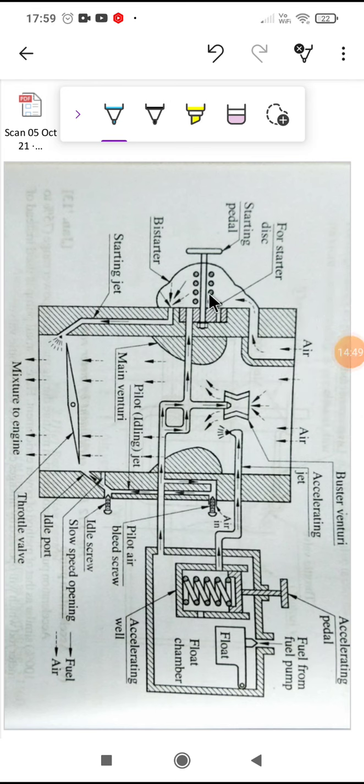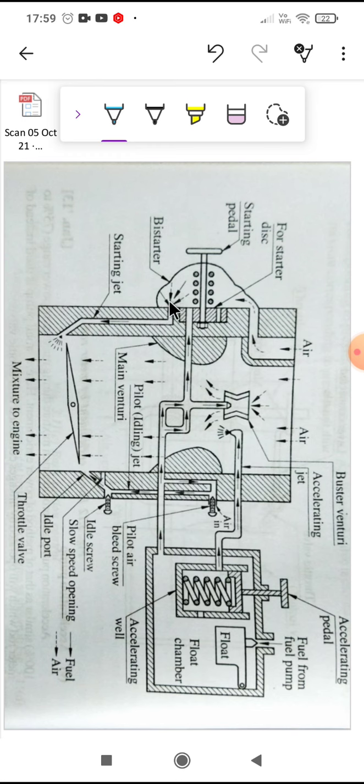So as you can see, this Solex carburetor has additional features compared to the simple carburetor. Let's start with starting. To get a rich mixture during starting, a bi-starter disc is used, which is operated manually by a starter lever. The bi-starter disc consists of holes of different sizes.